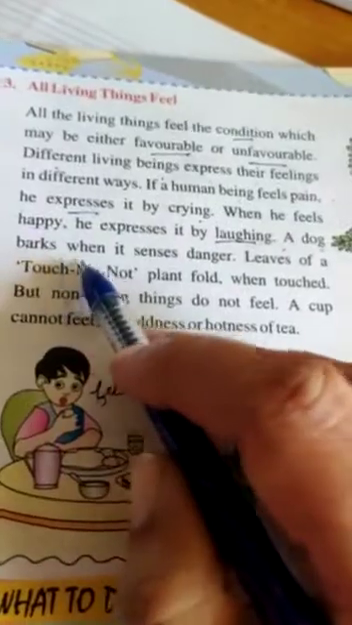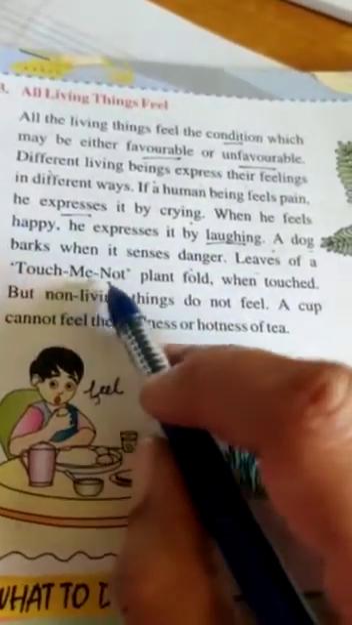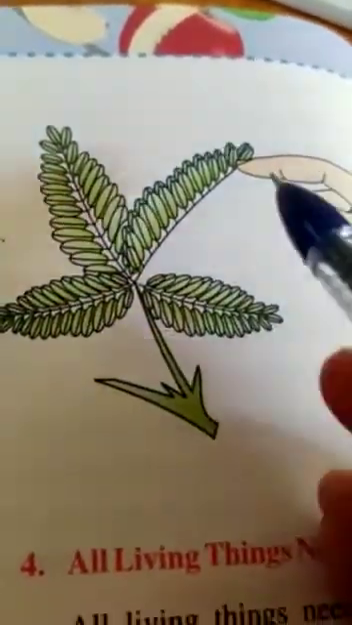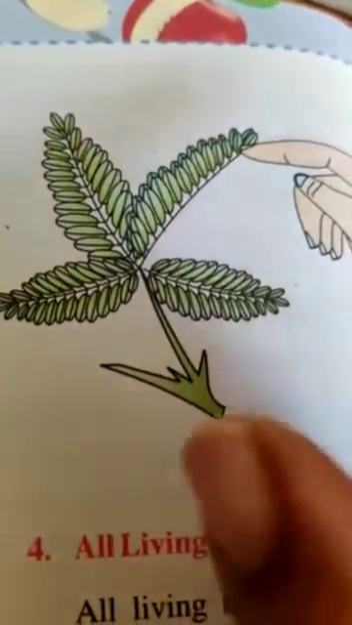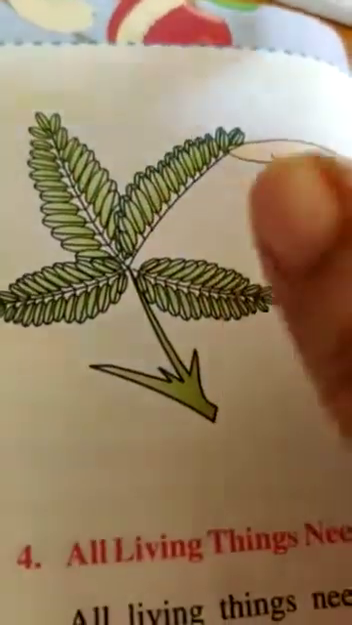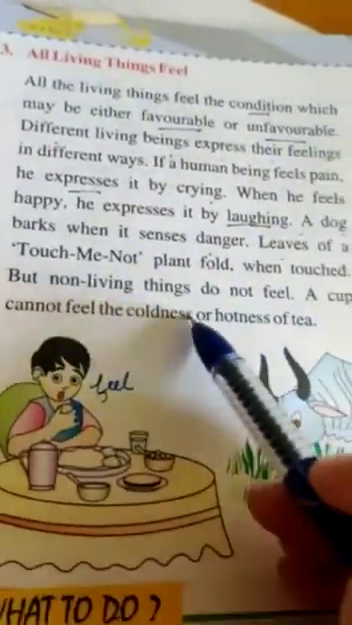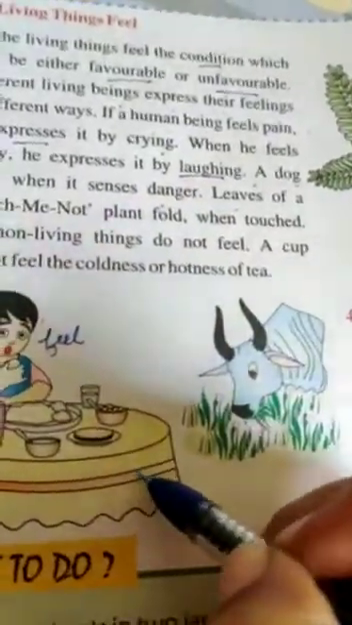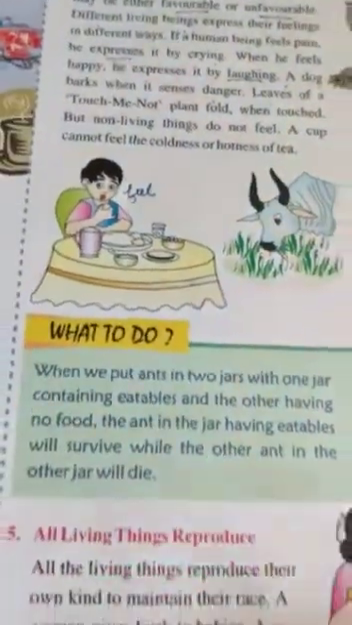A dog barks when it senses danger. Leaves of a touch-me-not plant fold when touched. Have you ever seen a touch-me-not plant, children? It has leaves. When you touch those leaves, the entire leaves fold and close. That's a touch-me-not plant. But non-living things do not feel. A table does not feel. A glass does not feel. Okay? A cup cannot feel the coldness or hotness of tea.